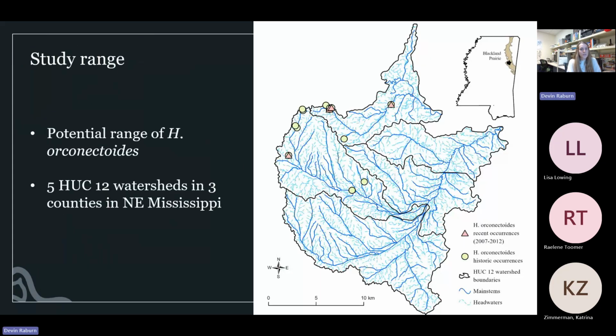The study range was within the potential range of H. orchnectoides. We saw this picture a little bit earlier with the recent and historic occurrence sites. And on top of those two HUC-12s that we know them from historically, we included the other HUC-12s within the larger HUC-10 watershed. And this really encompasses the potential habitat area that they could be in. So those 5 HUC-12 watersheds in 3 counties in Northeast Mississippi is our entire range.